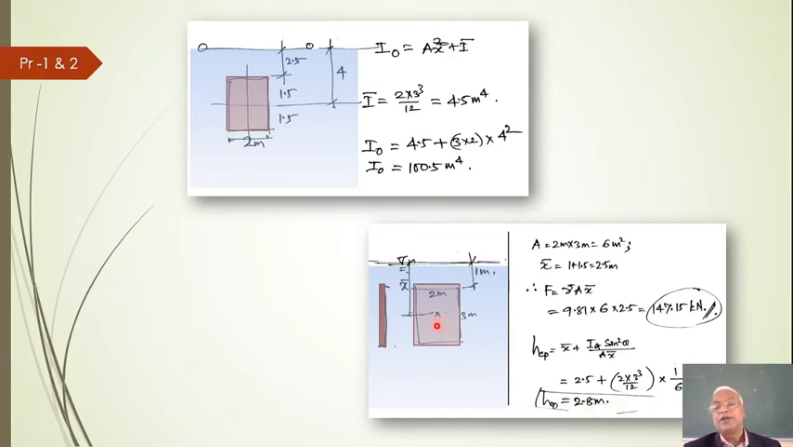So 2.8 meters is the center of pressure, whereas x bar is 2.5 meters, that is the position of the centroid. Position of the total force will be slightly below the centroid. That's what the point is.